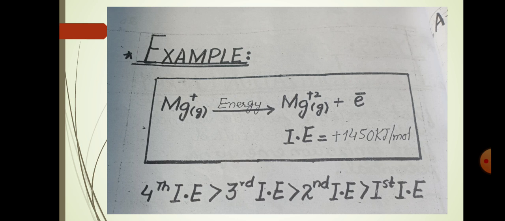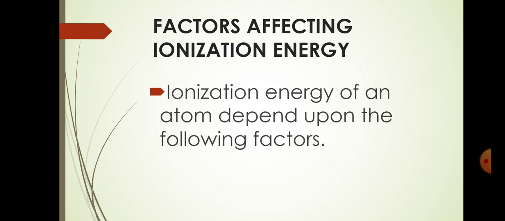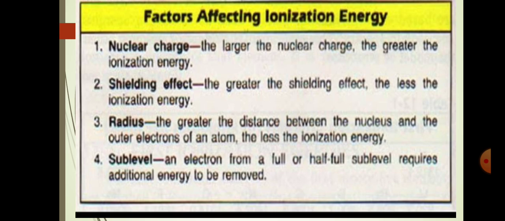The second ionization energy is +1450 kilojoules per mole, which means that the second ionization energy of magnesium is greater than the first ionization energy of magnesium. So in the increasing order of ionization energy, the fourth electron requires higher energy than the third, then the second, and then the first, and so on.